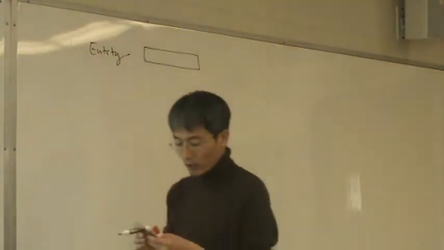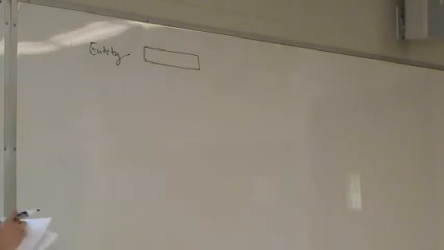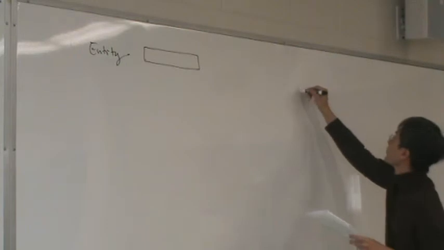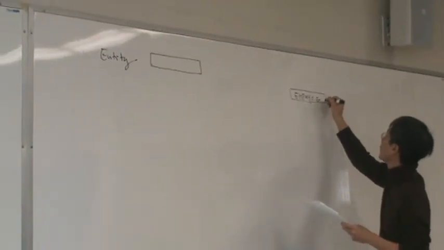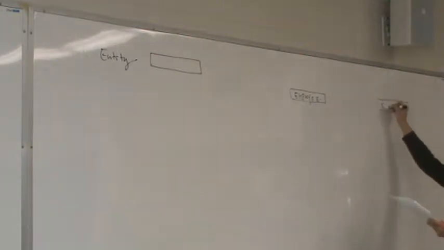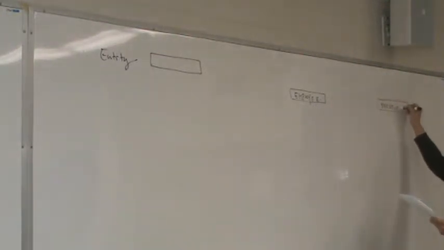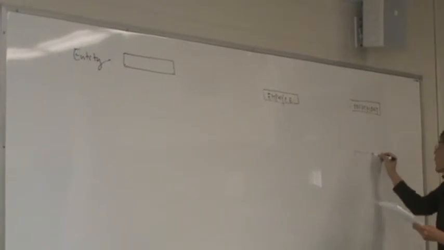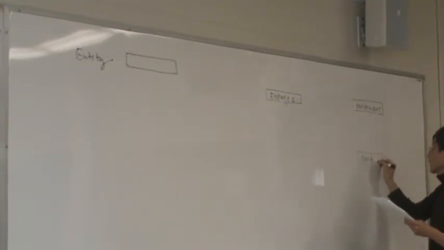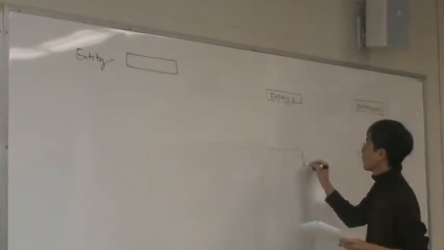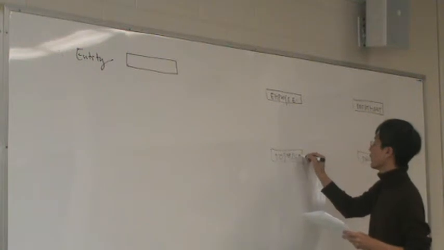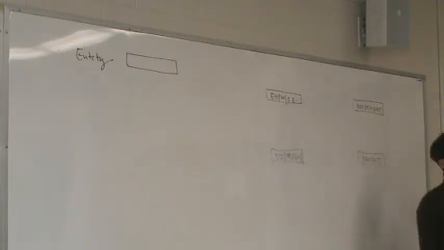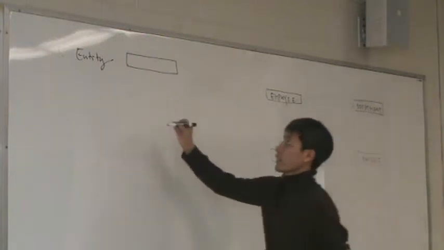So in our simple example, the company database, how many entities can we find? First, employee. Also, we have department. Also, we have project. Also, we have dependent, right?